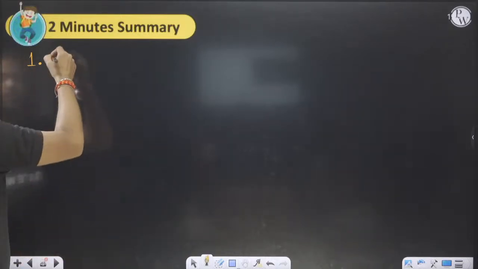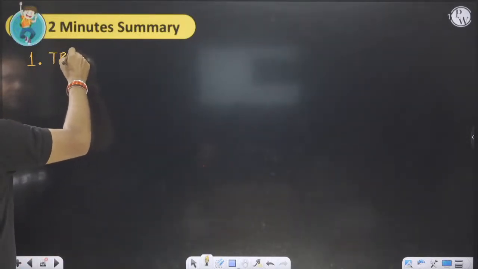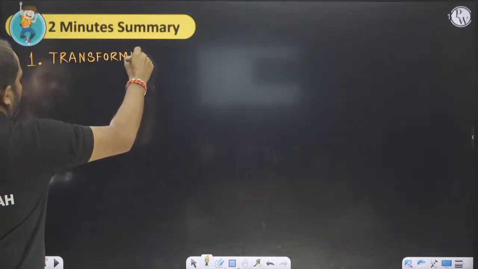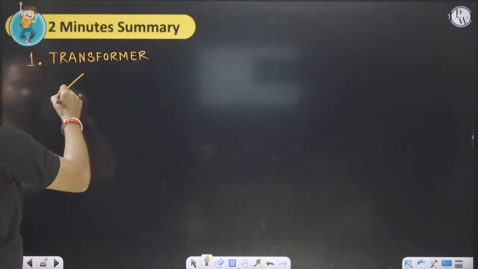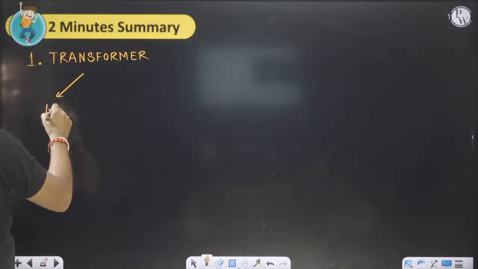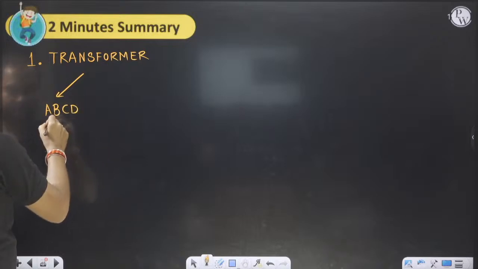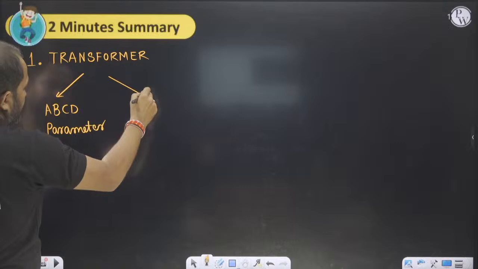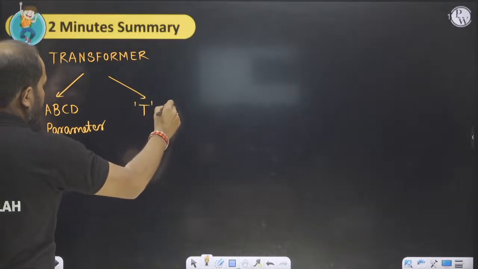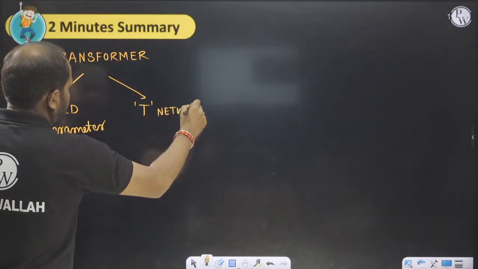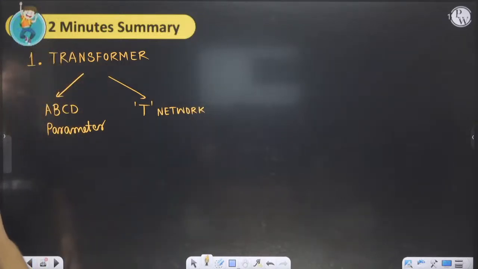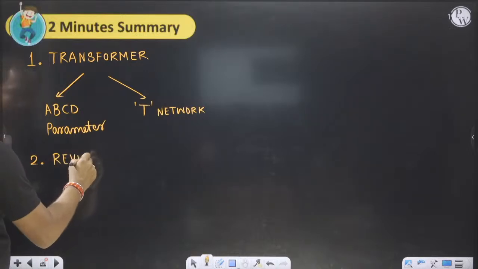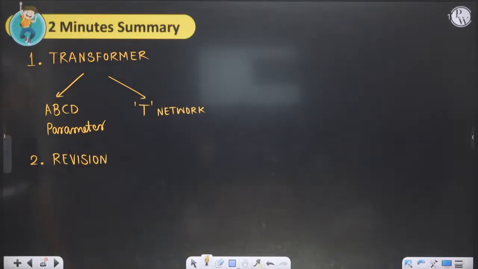So today what we have studied, transformer section. In transformer section we have studied ABCD parameter and T network. And second, we have done revision of all classes, what we have studied in all classes.